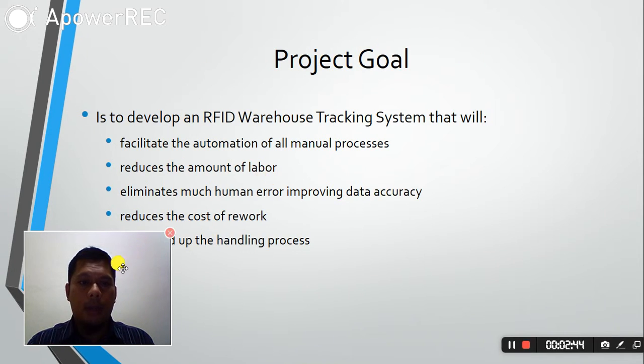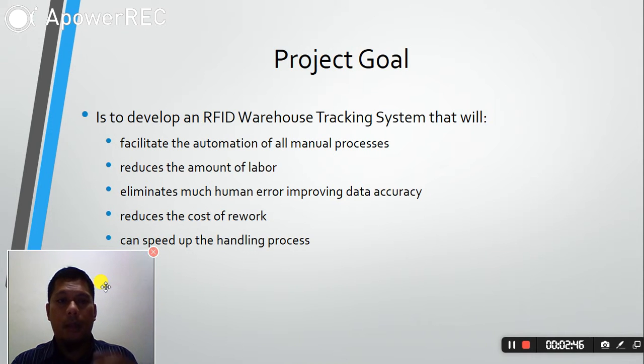Okay, basically this is the project goal that we want to achieve in this project. First is to facilitate the automation of all manual processes. Of course, by having this, we want to automate all those manual processes that are being done by humans. By automating all those processes, we're going to reduce the amount of labor. And when we reduce the amount of human labor, of course we're going to eliminate human error, and then we're going to reduce the cost of rework, because we already reduced the errors, and we can speed up the handling process.